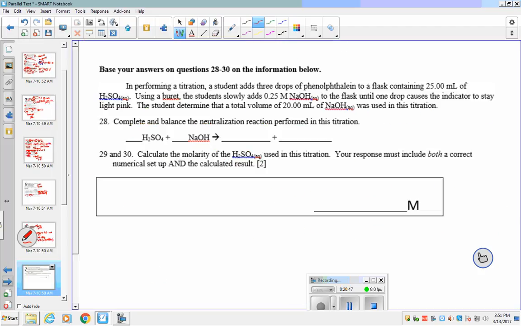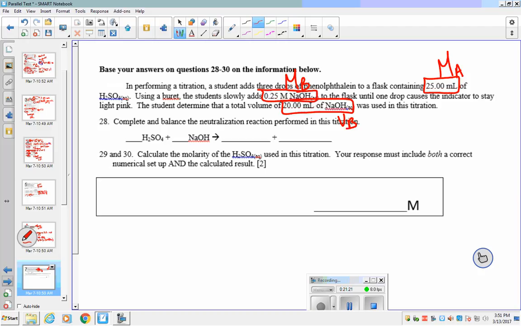In performing a titration, a student adds 3 drops of phenolphthalein to a flask containing 25.00 milliliters of H2SO4. So this is going to be our molarity of our acid. Using a burette, the student adds 0.25 molar NaOH to the flask until 1 drop causes the indicator to stay light pink, so just like what we did in class. And we are determining that we use 20 milliliters of that base, the NaOH, in the titration.